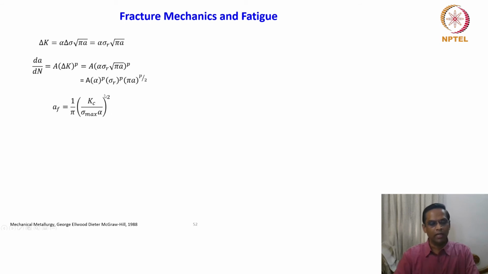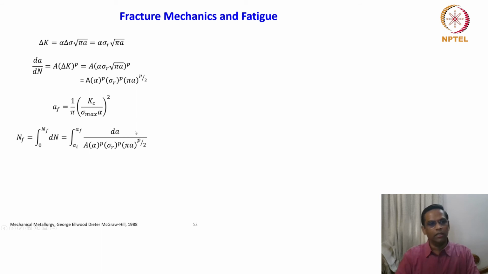we know that the crack length is obtained from the stress intensity factor equation, which is af equal to 1 by pi into (Kc divided by sigma max into alpha) to the power 2. So alpha is the material parameter, and if you integrate this expression, we can integrate from the initial crack length, I mean from the initial cycle to the final cycle, dN, which is equal to the integration from initial crack length to final crack length of dA by A into alpha to the power P and sigma R to the power P and pi A to the power P by 2.